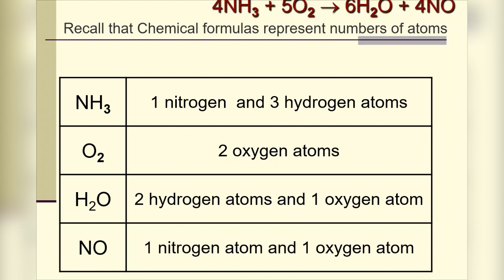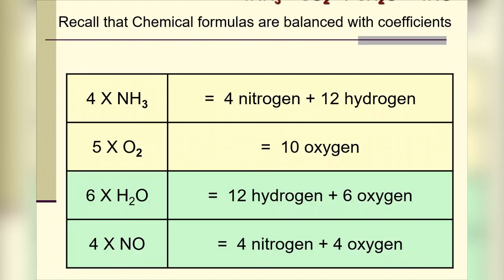Now let's talk about the big number on the left side in front of a compound. These big numbers 4, 5, 6 and 4 which you see in this equation are called coefficients. This coefficient affects both nitrogen and hydrogen. We know nitrogen, no number, so it was 1 atom. Now this 4 would change. 4 multiplied by 1, it becomes 4 nitrogen atoms and 12 hydrogen atoms.